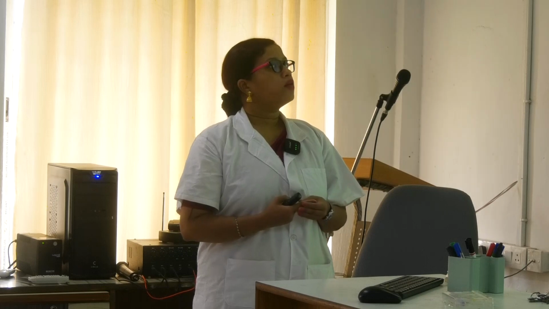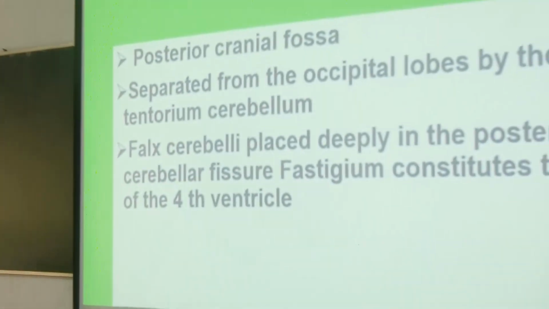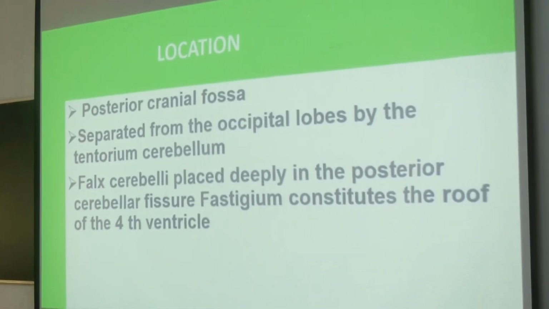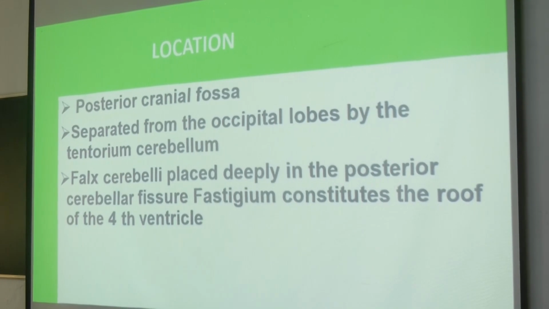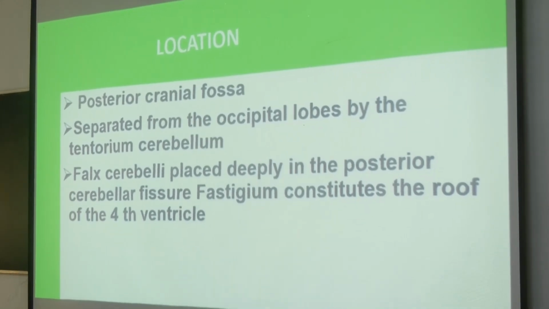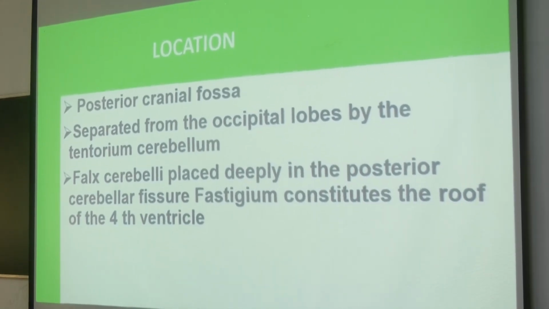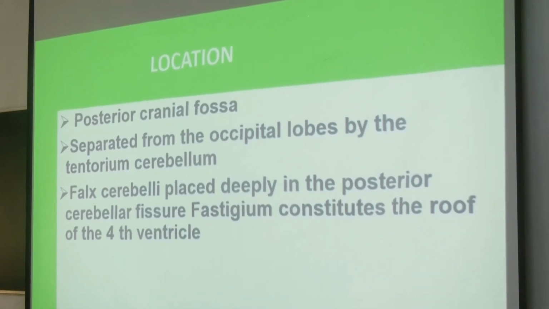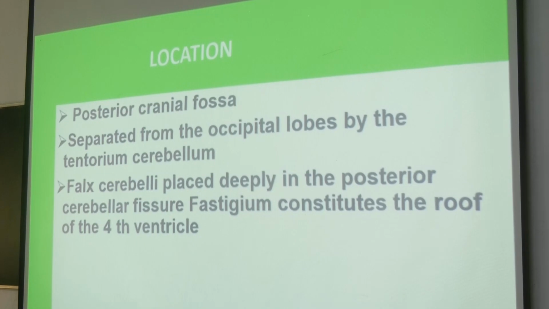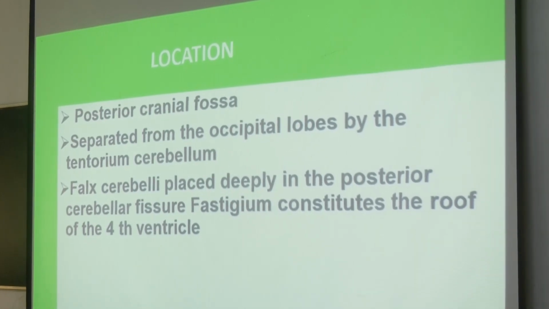Now write it down. What is the location of the cerebellum? It is located in the posterior cranial fossa. Two things are located in the posterior cranial fossa: one is the occipital lobe, and below it is the cerebellum. We have already discussed that it is separated from the occipital lobe by the tentorium cerebelli.